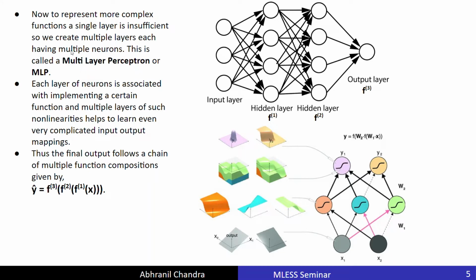Each layer of neurons is associated with implementing a certain function, and multiple layers of such nonlinearities help us learn even more complicated input-output mappings. Thus, the final output follows a chain of multiple function compositions given by y hat equals f3 of f2 of f1 of x. Here, I've shown the picture of a three-layer multi-layer perceptron. The first hidden layer is f1, the second one is f2, and the final output layer is f3. The image below shows how each progressive layer learns more complicated functional mappings and separation functions.